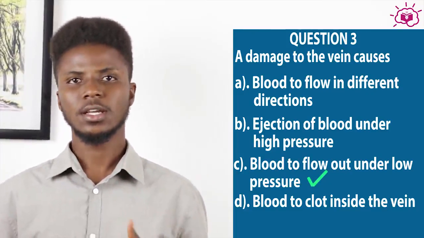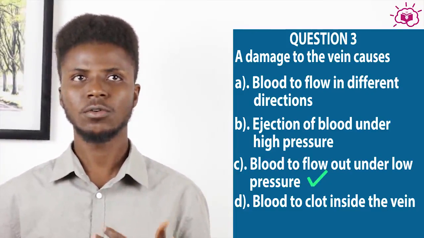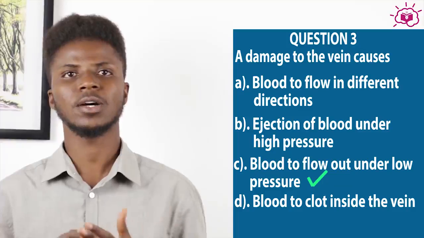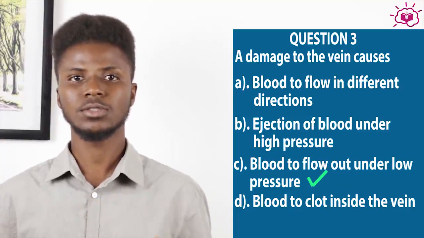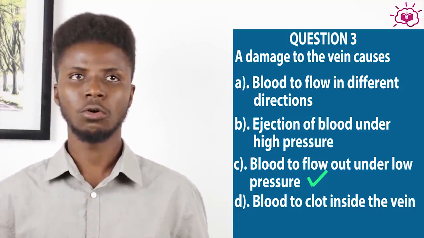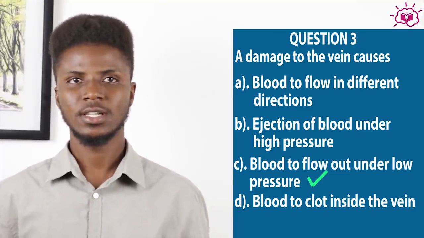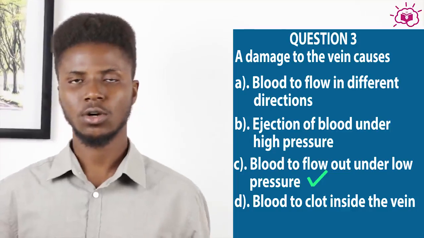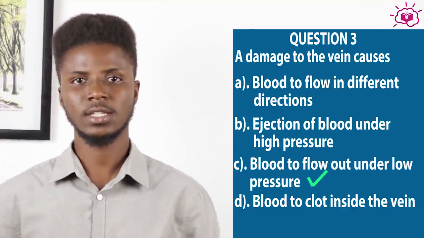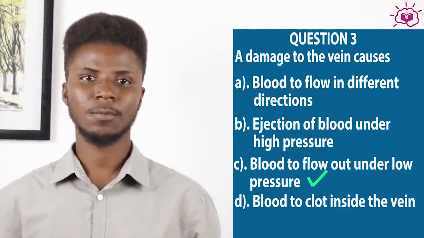I told you that blood in the vein flows under low pressure. Blood is pumped into the vein under low pressure. So if a cut happens to the vein, the blood flows out under low pressure as against the arteries where it flows out under high pressure.